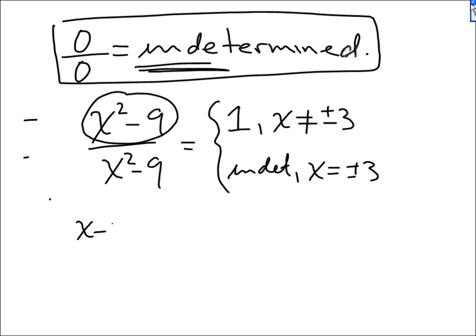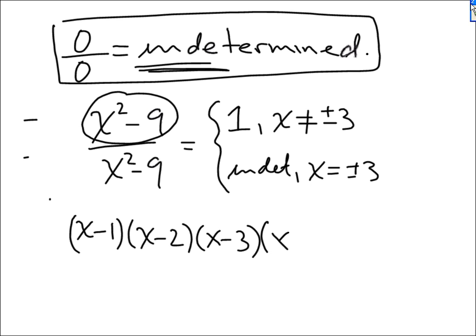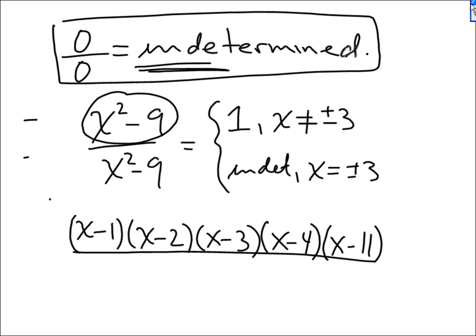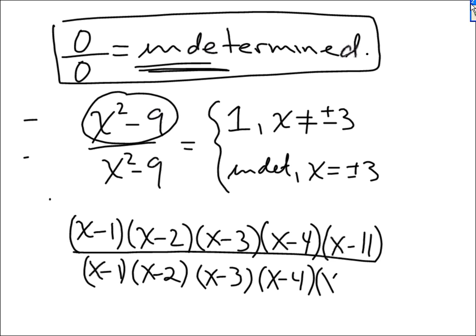For example, if the numerator is x minus 1 times x minus 2 times x minus 3 times x minus 4 times x minus 11, the bottom is exactly the same: x minus 1, x minus 2, and so on. Well, the top and the bottom, they're the same. So most times, we're going to get good old 1. And other times, we're going to get indeterminate.